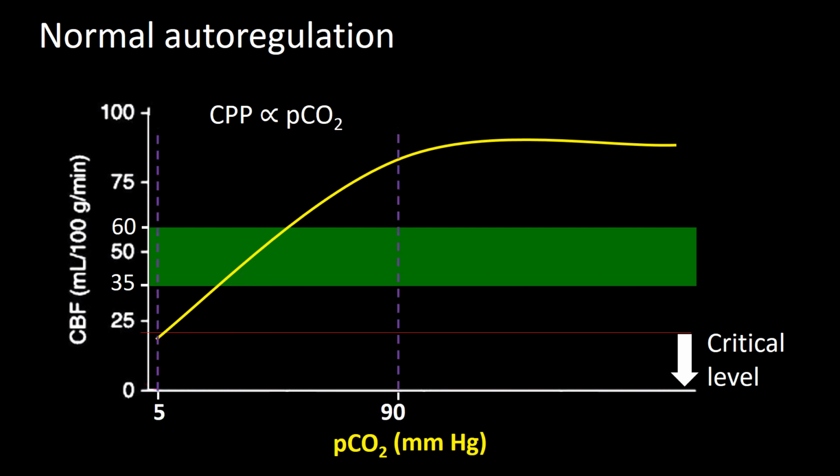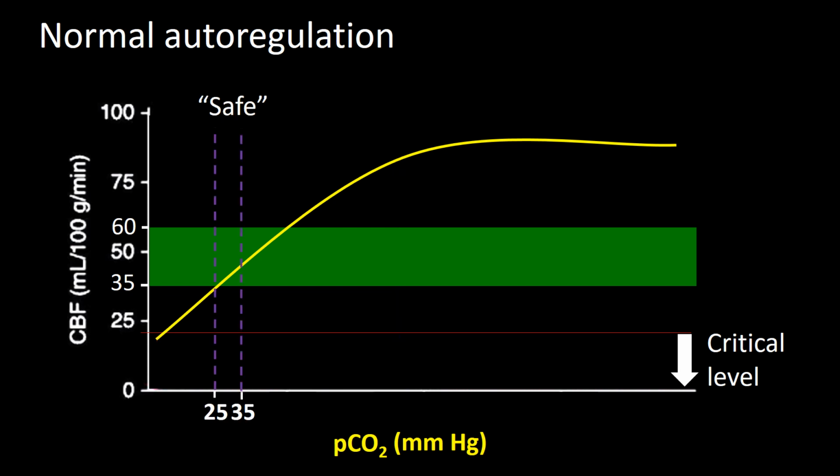But equally important is that PCO2 from at least 5 to about 90 millimeters of mercury has a linear relation with cerebral blood flow, and that PCO2 values from 35 to 25 millimeters of mercury decrease cerebral blood flow, but do so while maintaining cerebral blood flow within the normal range.